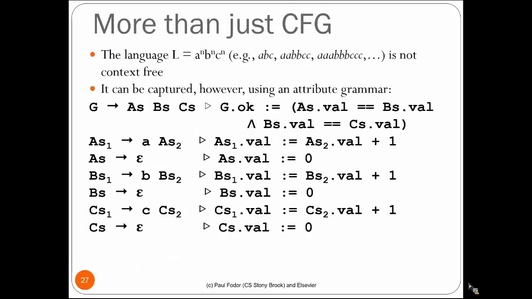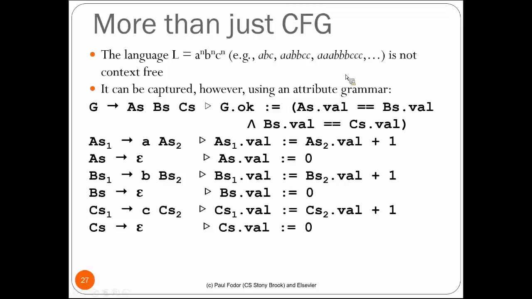Moreover, semantic analysis is more than just context-free grammars. For instance, basic results in automata theory and theory of computation tell us that a language like this one, N A's followed by N B's followed by N C's, which recognizes strings like A B C, two A's followed by two B's followed by two C's, three A's followed by three B's followed by three C's, is not context-free. However, it can be captured using an attribute grammar.